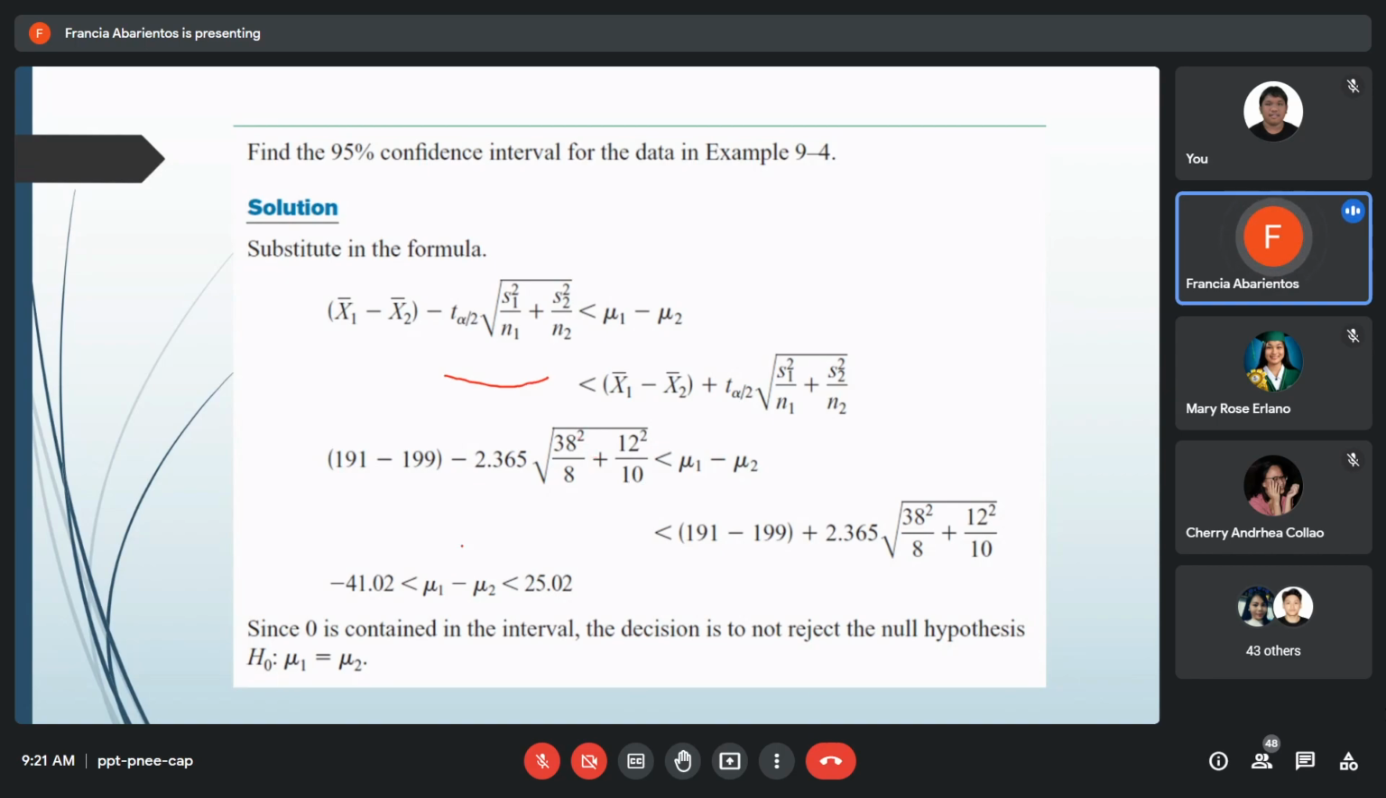And we have now the difference of that. So, pinapakita lang dito, class, kung nag-fall ba yung value natin. So, 0 baga to. Since 0 is contained in the interval. Di ba ito yung assumption natin, 0 siya. The decision is to not reject the null hypothesis. Di ba? Hindi natin to i-reject.